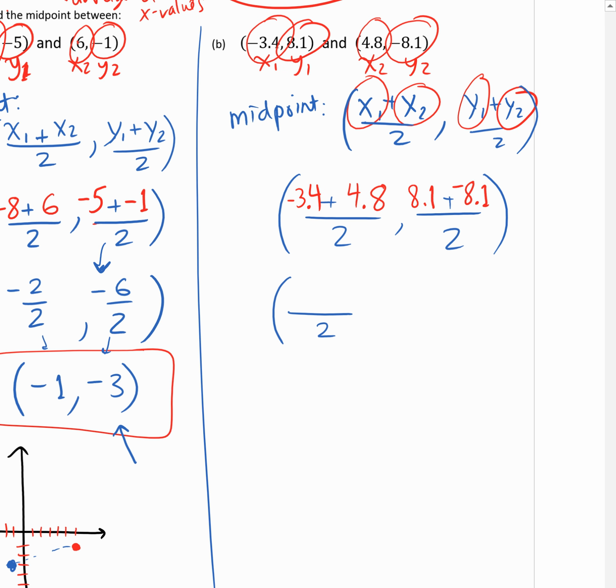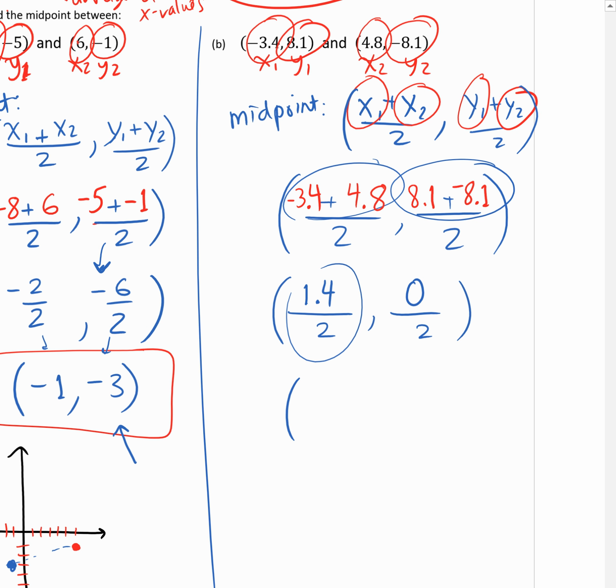Let me add the numerator here on the left. It's -3.4 and 4.8. That'll be 1.4. And here, 8.1 plus -8.1 is 0. That's kind of interesting. That left one, you have now 1.4 divided by 2. That'll be 0.7. And 0 divided by 2, well, 0 divided by anything is 0. So that must be our midpoint.